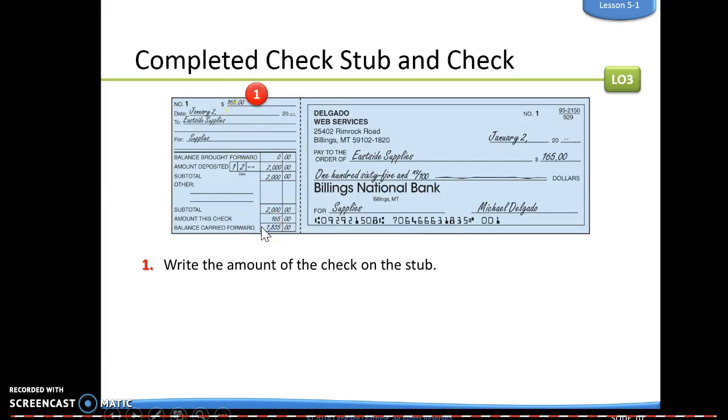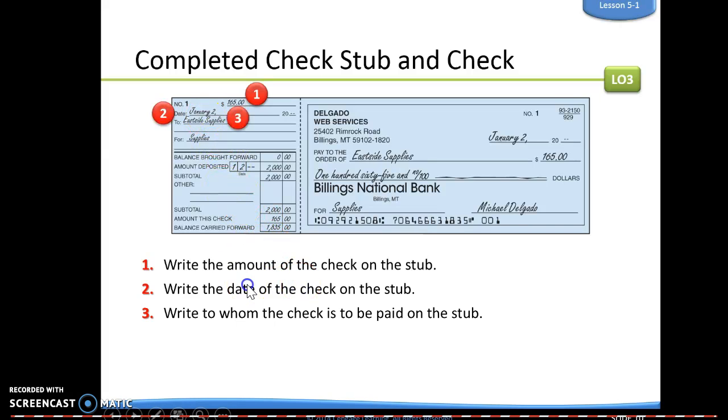So first thing that we're going to do is we're going to write the amount of the check. So here we have right up at the top, $165. Then we're going to write the date. So January 2nd. We're going to put who this check is written to. So here it's written to Eastside Supplies. And then we're going to also put what that check is written for. So it says supplies here, so it looks like we're buying supplies.